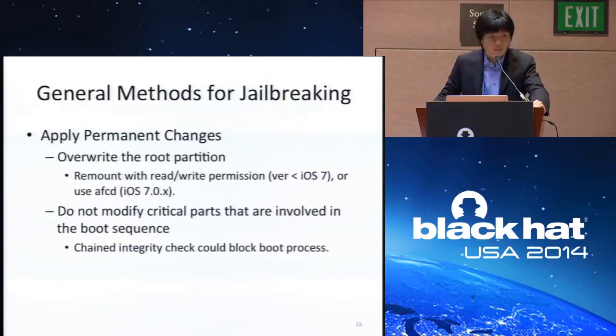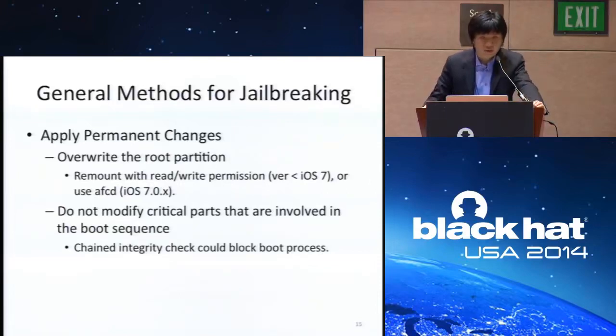Now, having said that, with all these capabilities that you have, sometimes you desire the jailbreak to persist. This means that you need to be able to apply permanent changes. Examples of ways to achieve this: one is to override the root partition. This can be done by remounting the root partition with read-write permission. This can be seen for iOS versions less than 7, or you can use AFCD itself for iOS version 7.0. However, even if you do that, you are not able to modify critical parts that are involved during the boot sequence, because if you try to do that, as mentioned earlier, the integrity check, which comes as a security feature, will cause your boot process to be blocked.